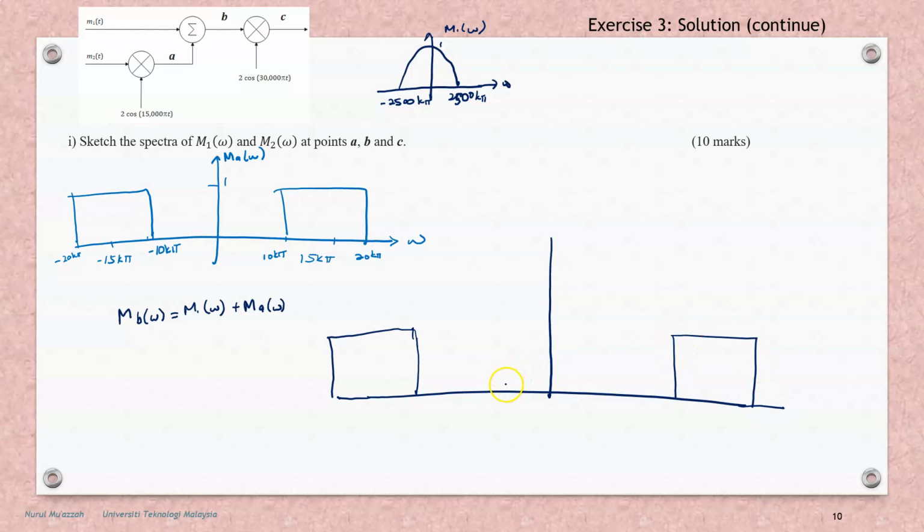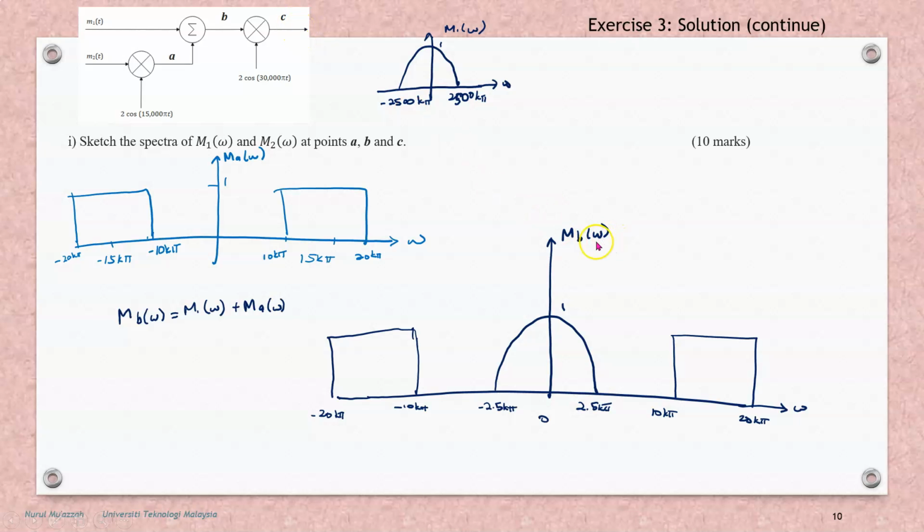Okay, and there's M1(omega) here, from negative 2.5k pi to 2.5k pi. This one is from k pi to 20k pi. This one is from negative 10k pi to negative 20k pi. And the amplitude here is 1, and this is M_B(omega). So now you have answered the question which asks you to sketch the spectra at point B. Another question is to sketch the spectra at point C here.